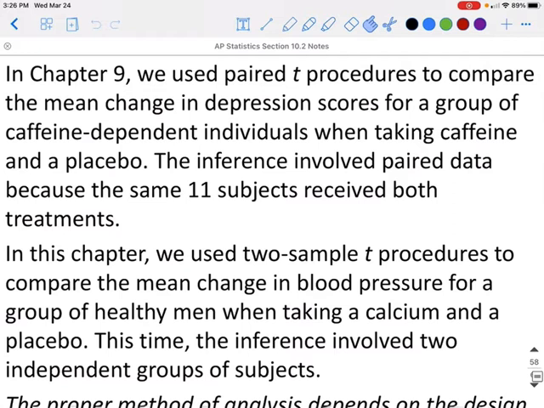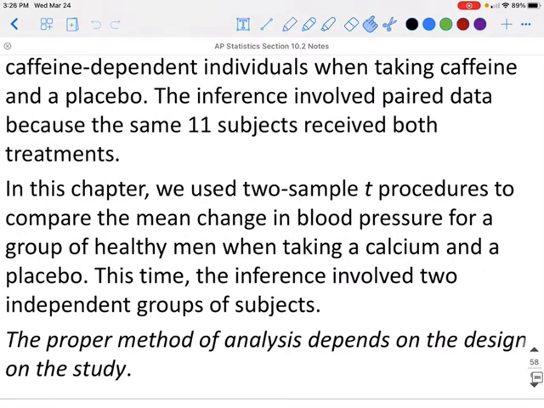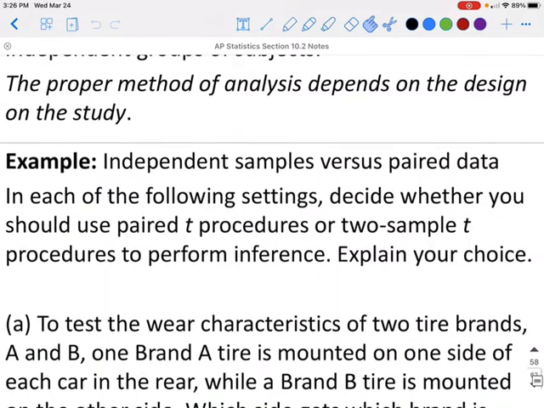In Chapter 9, we used paired T procedures to compare the mean change in depression scores for a group of caffeine-dependent individuals when taking caffeine and placebo. The inference involved paired data because the same 11 subjects received both treatments. In this chapter, we used two-sample T procedures to compare the mean change in blood pressure for groups of healthy men when taking calcium or a placebo. This time, the inference involved two independent groups of subjects. The proper method of analysis depends on the design of your study.